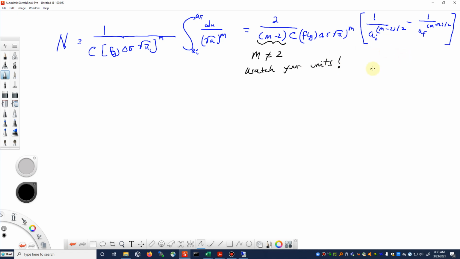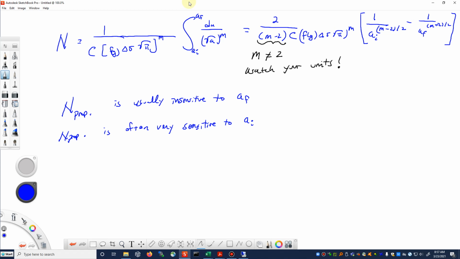And in this other term, this is kind of interesting. We have an initial crack size, which is usually really small. Then we have a final crack size, which is usually kind of big. If you take a big number and you take the reciprocal of it, then this is very small. All right, so to write that down, the number of cycles for fatigue crack propagation is usually insensitive to the final crack size, relatively so. But the number of cycles of crack propagation is usually very sensitive to whatever you choose as your initial crack size.